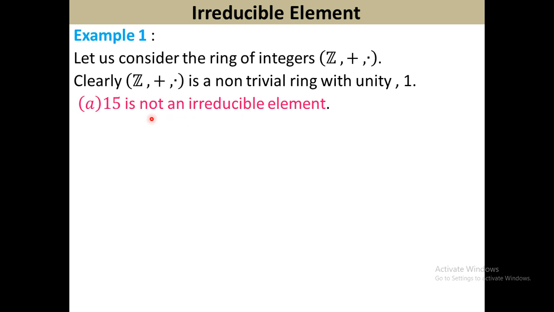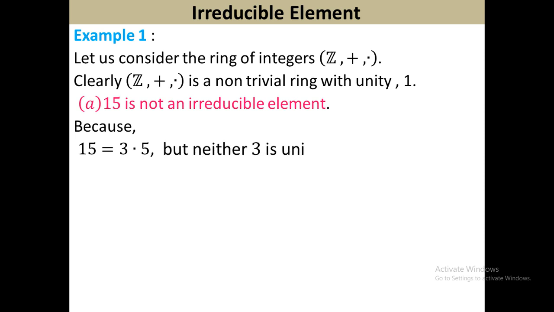So the first condition of irreducible element is satisfied. Now we have to check the second condition, that is, if A equal to BC, then either B or C must be a unit. Here 15 equals 3 into 5. So 15 will be irreducible if either 3 is a unit or 5 is a unit, but here 3 is not a unit because 3 has no multiplicative inverse, as well as 5 has no multiplicative inverse. So hence 15 is not an irreducible element. 15 would be an irreducible element if either 3 or 5 were a unit.